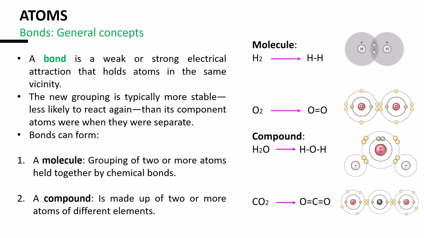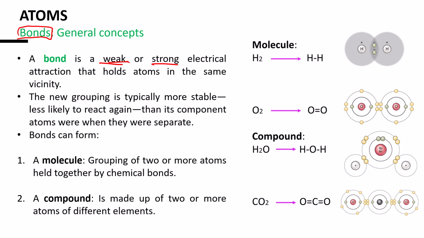Now we're going to focus on these bonds and the general concept. I told you before that we have 3 types of bonds, and among those 3, there are bonds that are stronger, and there are some bonds that are weak. So we have weak or strong electrical attraction that holds atoms in the same vicinity, right? Or pretty much very close to each other.